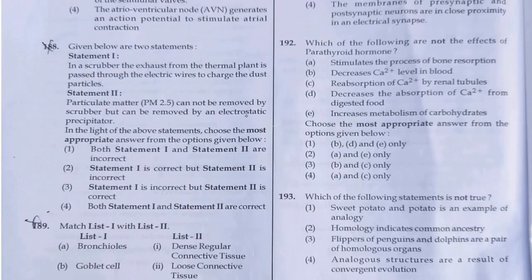So coming to question number 188, statement 1, in a scrubber, the exhaust from the thermal plant is passed through the electric wires to charge the dust particles. Okay, so this is not correct. Statement 2, particulate matter, that will be PM2.5, cannot be removed by the scrubber but can be removed by the electrostatic precipitator. This is also not correct. So both statements 1 and 2 are incorrect. So option 1 will be the correct one.